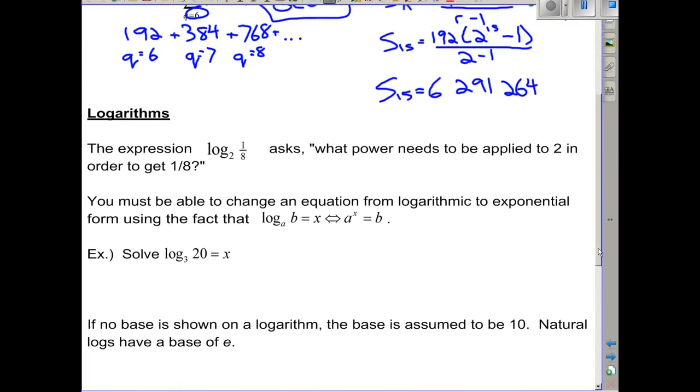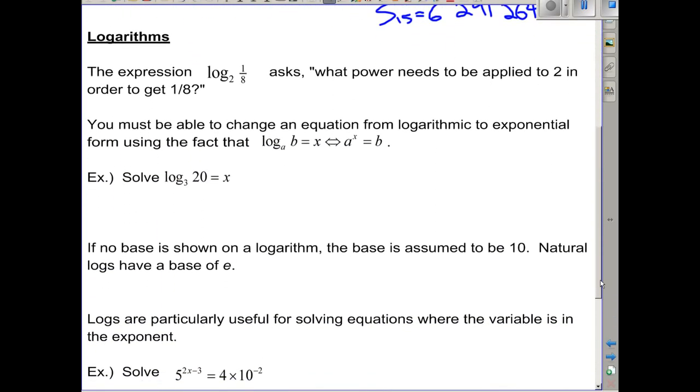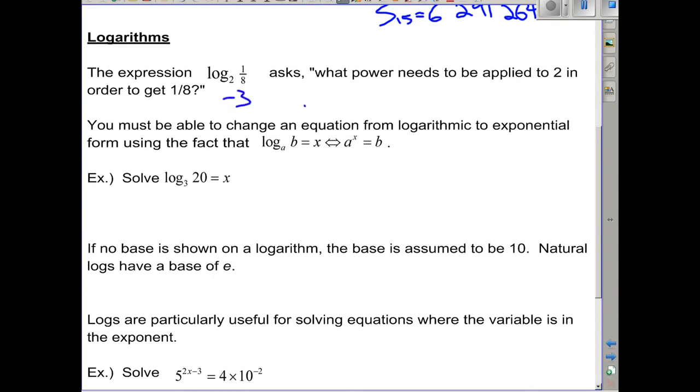All right, logarithms. If you've got the expression log base 2 of 1/8, it's asking you a question. It's saying, what power do you need to raise 2 to in order to get 1/8? So you know 2 to the power of 3 gives you 8, and a negative power flips it upside down so that you've got a fraction. So the power that you need to apply to 2 in order to get 1/8 must be a -3. Therefore, log base 2 of 1/8 is -3.